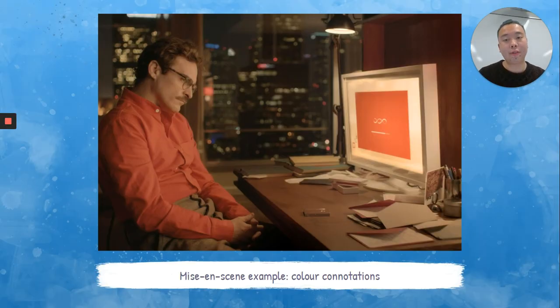So here's a scene from Spike Jonze's film Her. You actually might notice the actor in this scene. That's Joaquin Phoenix, who played Joker in last year's Joker remake. Now, Her is a film about a lonely man looking for love, and he actually finds love in artificial intelligence. So he falls in love with an AI.